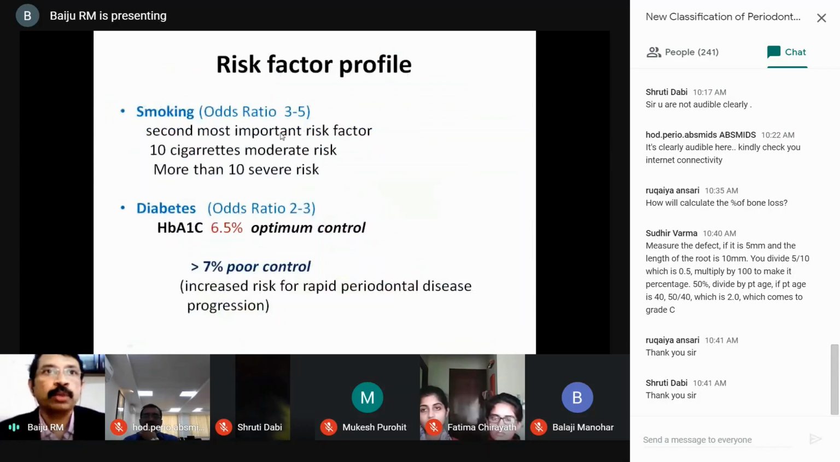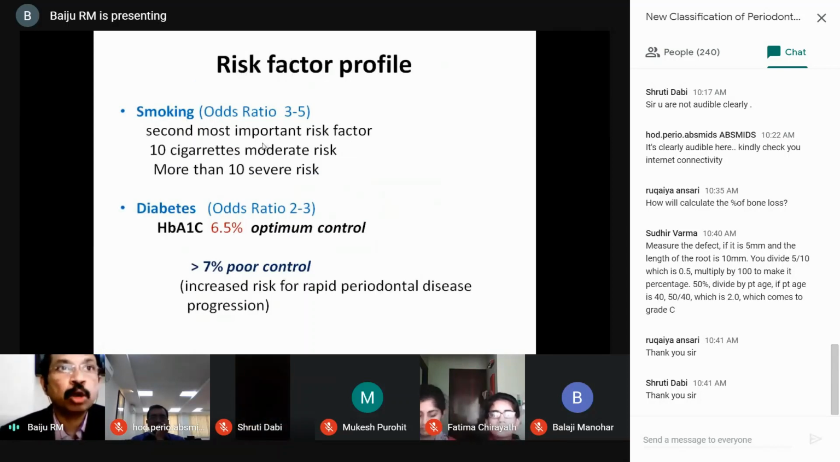Now the last part of the new classification, the bottom line, this is very sensible and very clinical. The crux of the new classification is basically purely based on the outcomes. Now the risk factors, we are considering the two most important risk factors, which are modifiable and which can be objectively measured in the clinic.